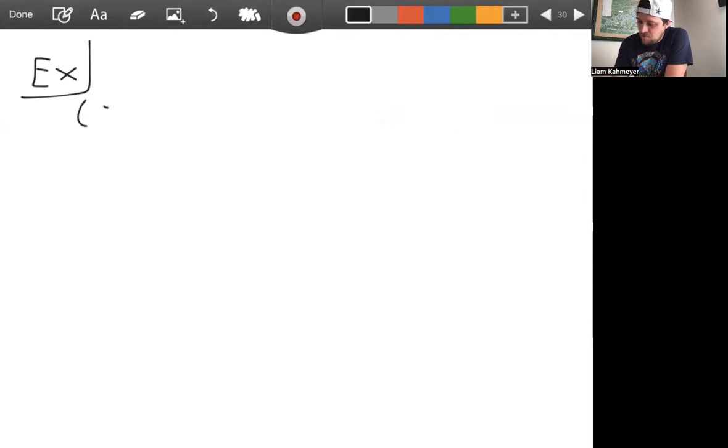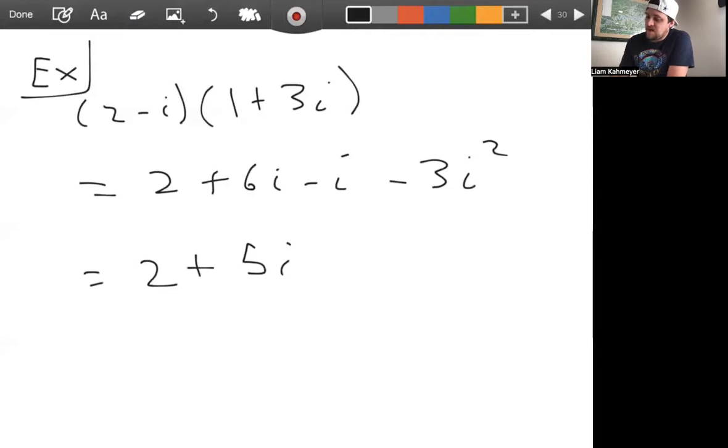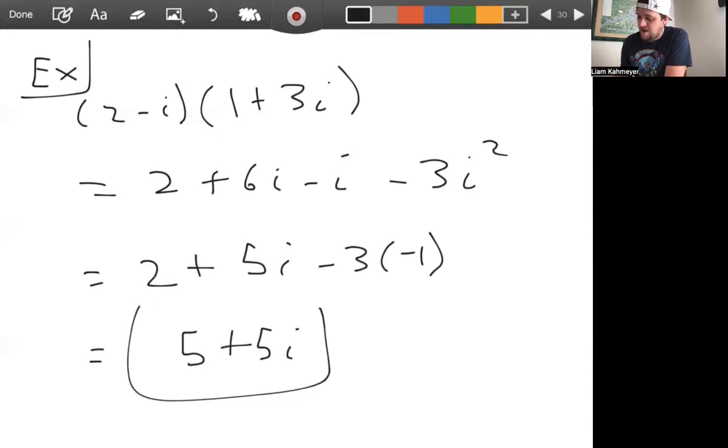So let's see a quick example of multiplication of two complex numbers. Let's say we take 2 minus i times 1 plus 3i. That's 2 times 1, plus 6i minus i minus 3i squared, which is 2 plus 5i, and then minus 3 i squared, where i squared is negative 1. So that'd be plus 3, so this will be 5 plus 5i, and that would be the product of these two complex numbers.